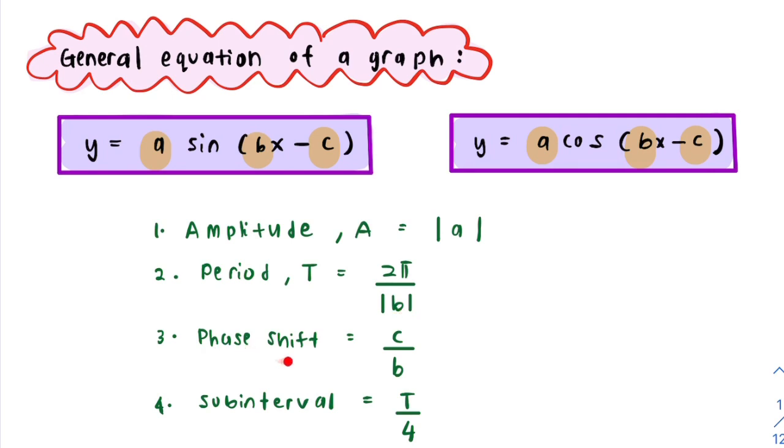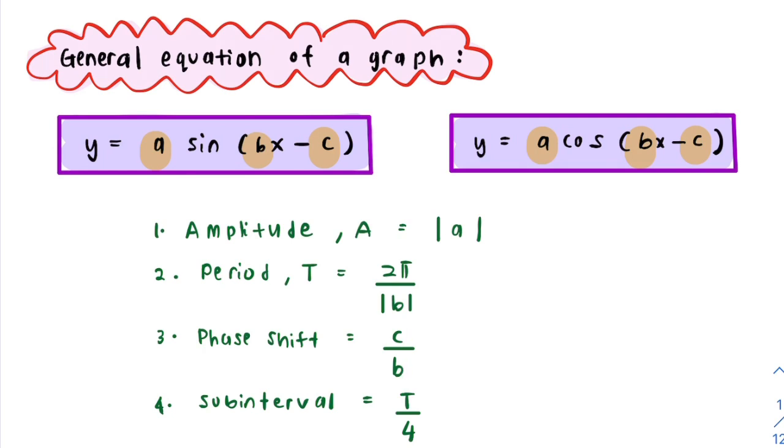Next one is phase shift. What is phase shift? Phase shift is the x coordinate where you want to start the graph in one cycle. The graph is sinusoidal, a never-ending graph. However, we define our phase shift, which is where we want to start one period of the graph. So the formula is c over b.